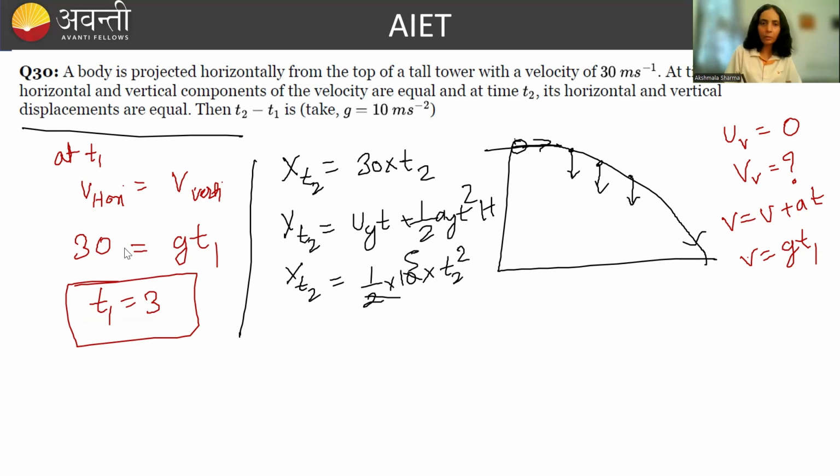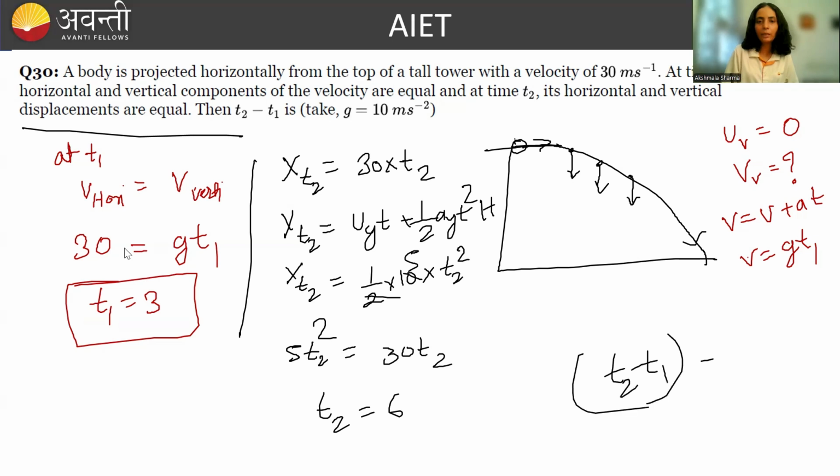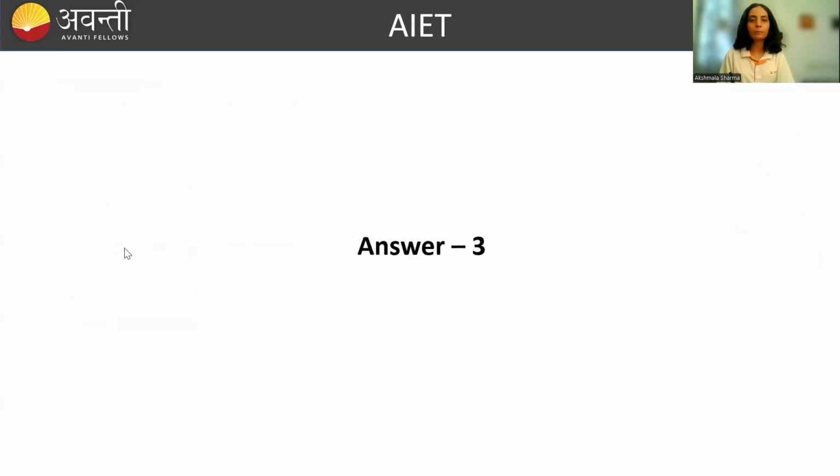Since these two are equal, let's equate them. So 5 t2 square is equal to 30 t2. So t2 is equal to 6. t1 is 3, t2 is 6. So difference, t2 minus t1, will be equal to 3 seconds. Done. So 3 will be your correct answer.